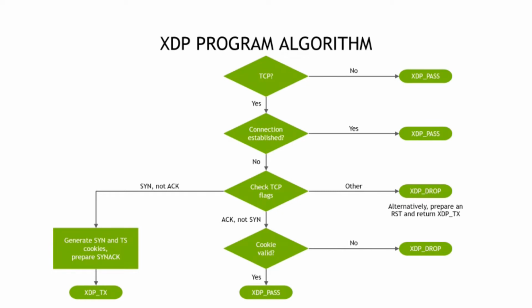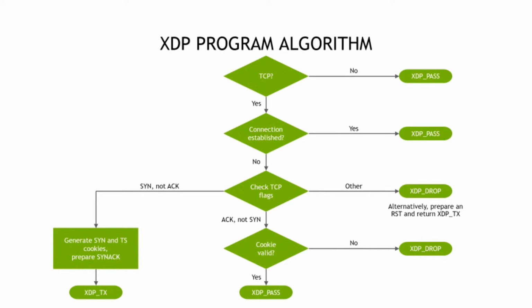If the packet belongs to an established connection, the program returns XDP pass, and there is nothing it should do here. If it's an unknown connection, it can be a SYN packet, an ACK packet of the handshake, or another unexpected and probably invalid packet, which we will drop.